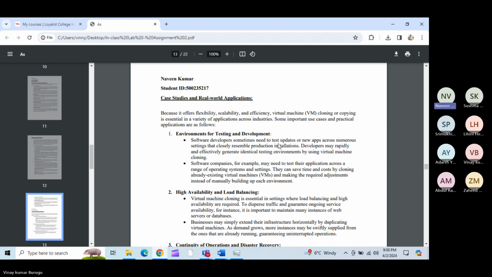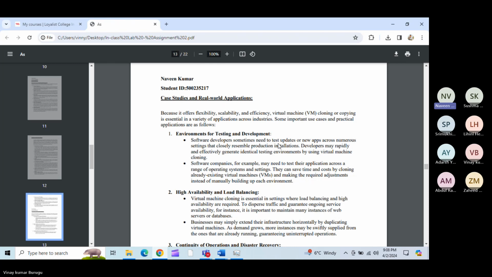My topic is about case studies and real world applications. Virtual machine cloning is nothing but the process of duplicating an existing virtual machine to create identical copies. It is useful in a variety of applications across different industries. Below are some of the use cases and practical applications.